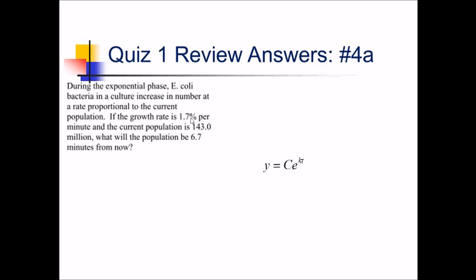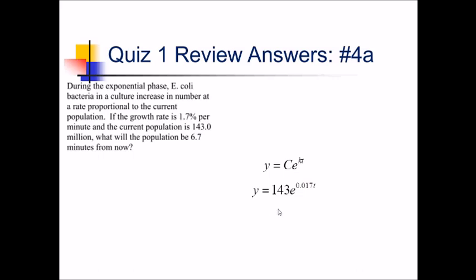Growth rate is 1.7 percent per minute. Current population is 143.0 million. We want the population in 6.7 minutes. So we're looking for a target y value, and we're starting with an initial value, a c value of 143, and this is in millions now. We have a k value based off this percentage of 0.017 and a t value of 6.7.